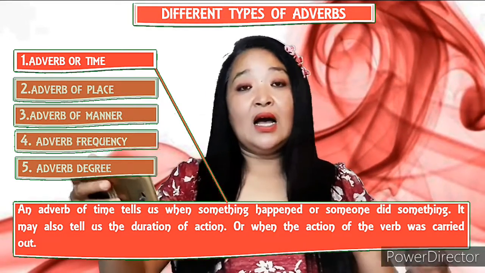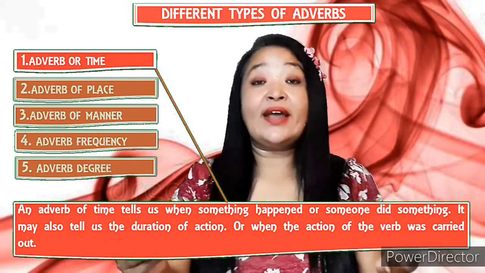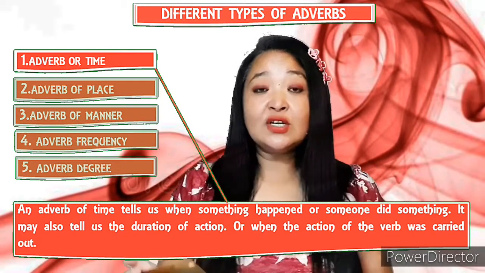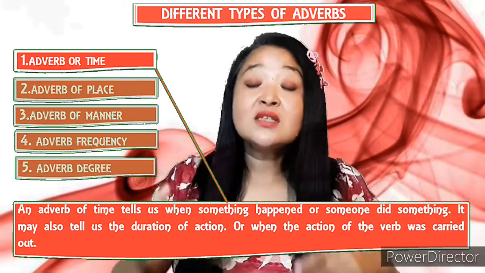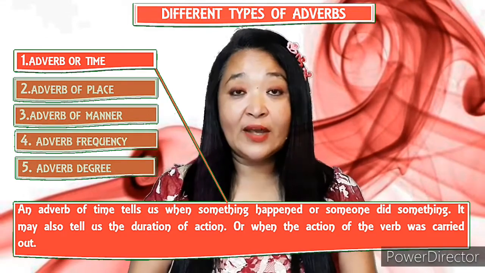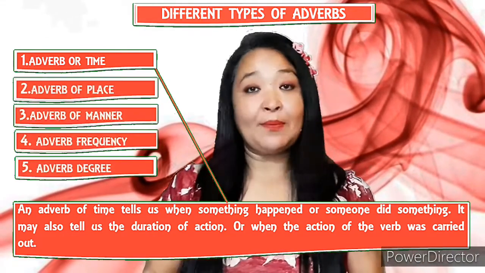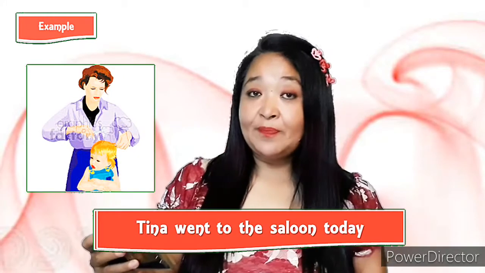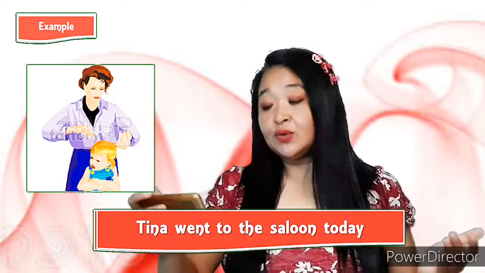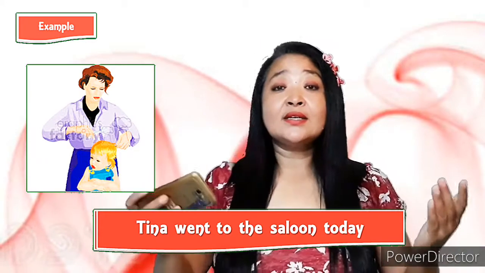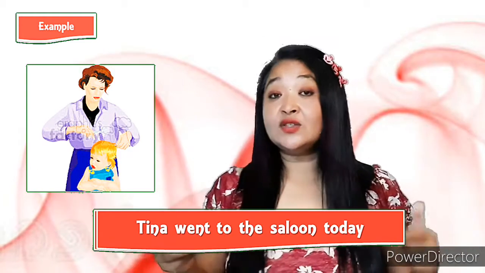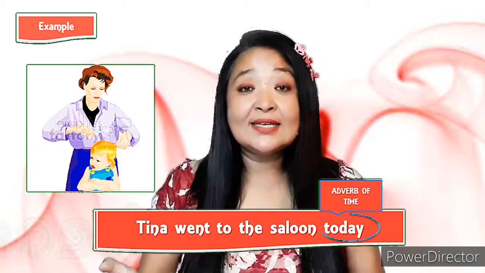Usually an adverb of time tells us when the action of the verb is carried out. So an adverb of time answers our question of when. To understand this better, let us see some examples. The first example is: Tina went to the saloon today. I'm asking a question, right? When did Tina go to the saloon? Tina went to the saloon today. So the word today is what?